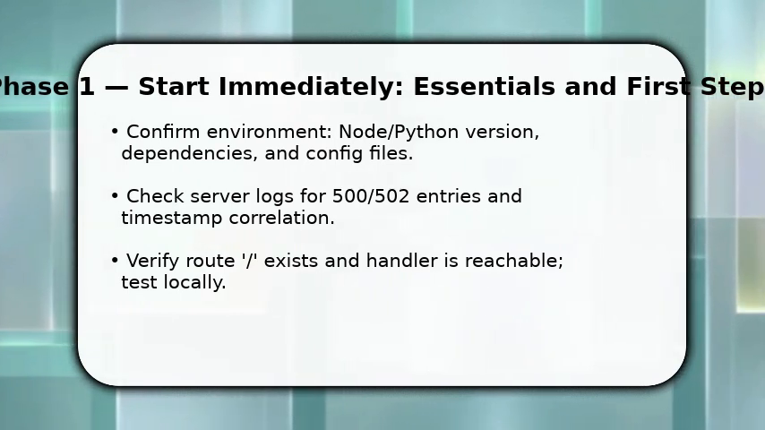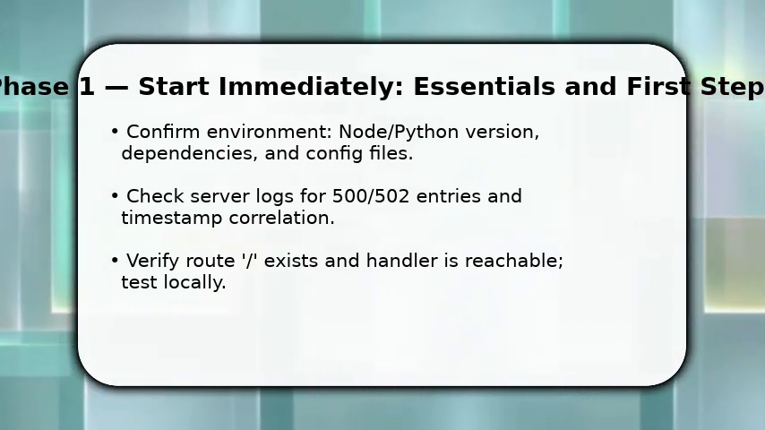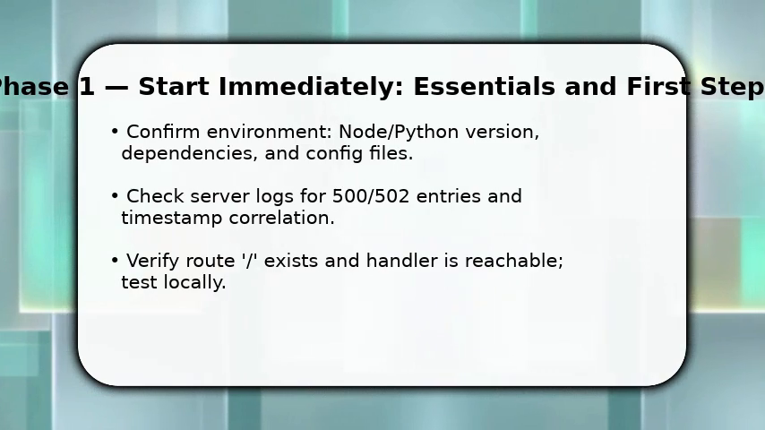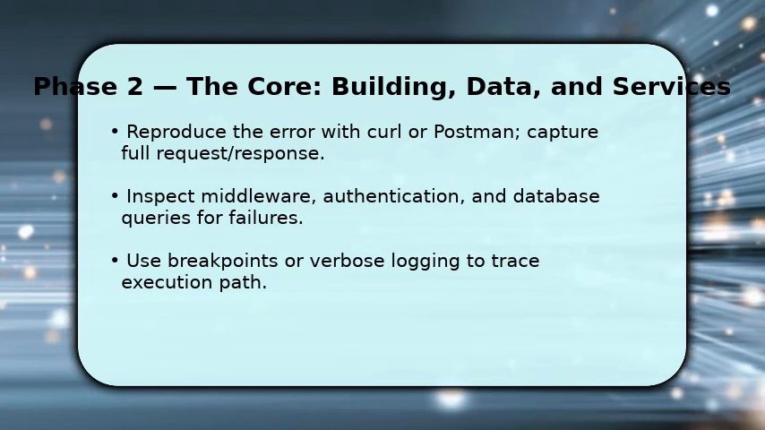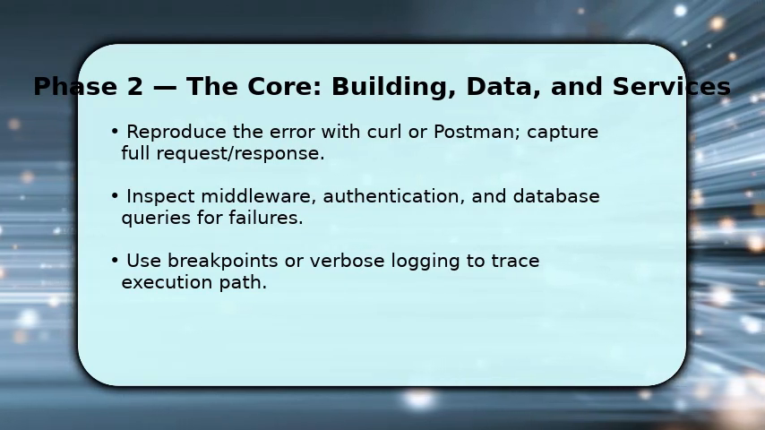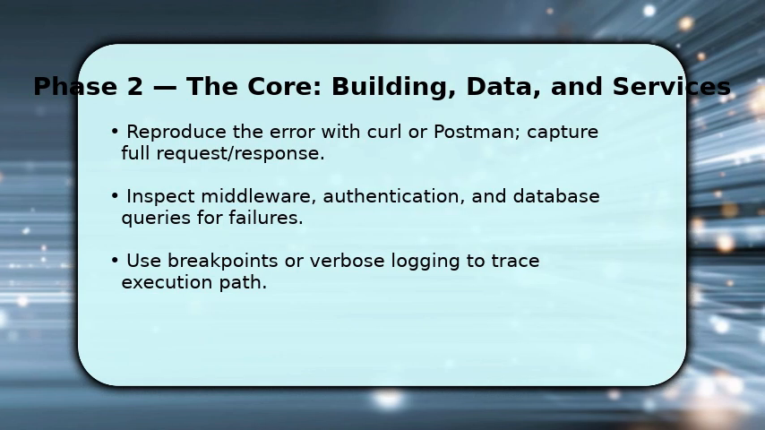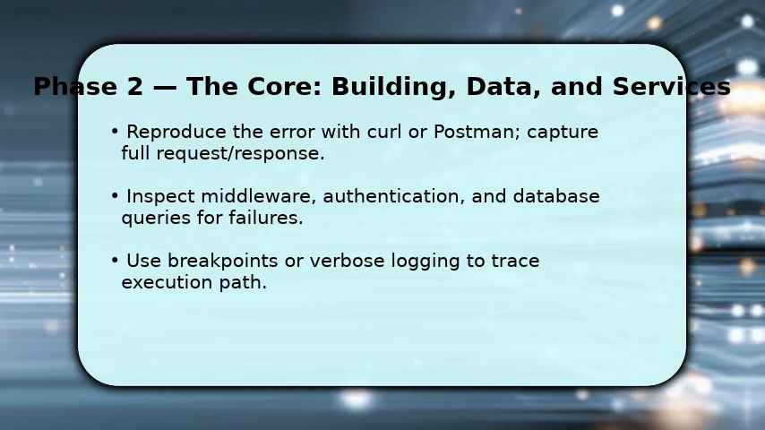handler locally. This isolates network issues from code faults. Make sure configuration files point to the correct service endpoints before moving. You should now reproduce the error using curl or Postman to capture headers and full response. This reveals status codes and body details.